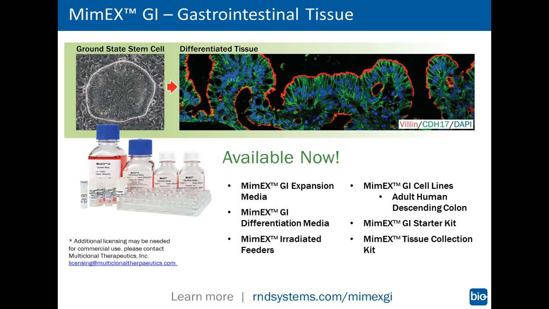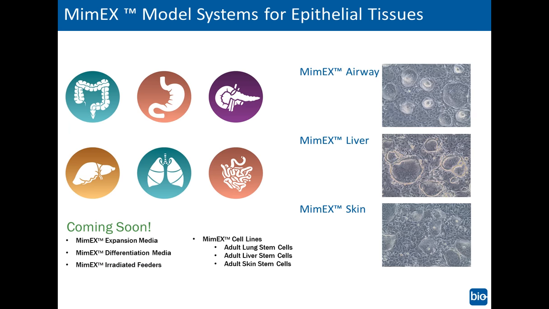We also provide cell lines. Currently we're only offering the descending colon, but we're working on other lines which are forthcoming. And we offer a starter kit and tissue collection kit as well. And it's not only the GI system we're interested in. We are interested in other epithelial tissues. Currently, we are actively working on airway, liver, and skin, and these will hopefully be out within the next 6 months to a year.